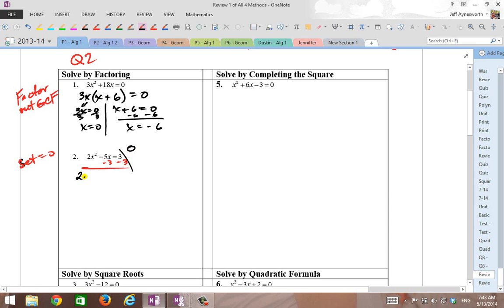So from left to right, we have 2x squared minus 5x minus 3 equals 0. The first step in that one is we set the quadratic equal to 0, and then we factor. Step 1, we set equal to 0. Step 2, we factor the quadratic. We're going to play a little game right now. In blue, we've got negative 3 times 2, and that's negative 6. So we ask ourselves, what two numbers multiply to negative 6 and add to negative 5?